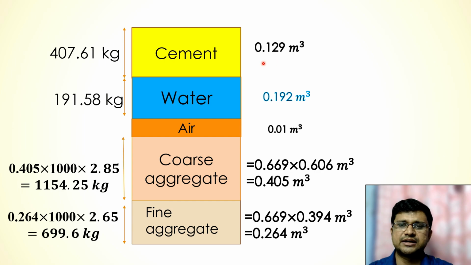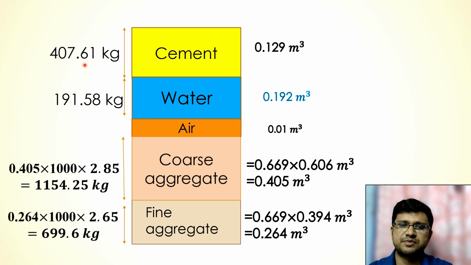Previously, we calculated the volume of cement from weight of cement by using one particular expression of specific gravity. Now, just by doing the reverse calculation, we can calculate the weight of coarse aggregate and weight of fine aggregate. Weight of coarse aggregate will be volume of coarse aggregate into unit weight of water into specific gravity of coarse aggregate. Similarly, weight of fine aggregate will be volume of fine aggregate into unit weight of water into specific gravity of fine aggregate.